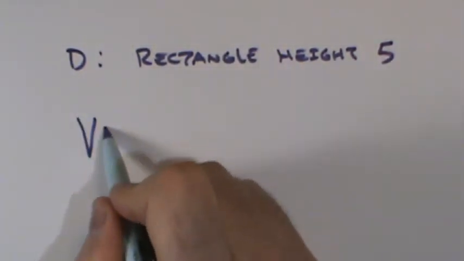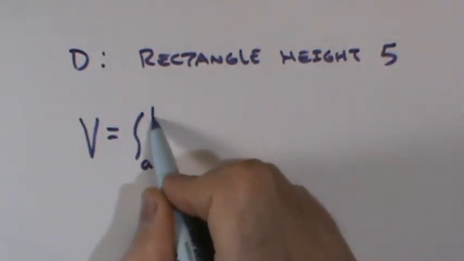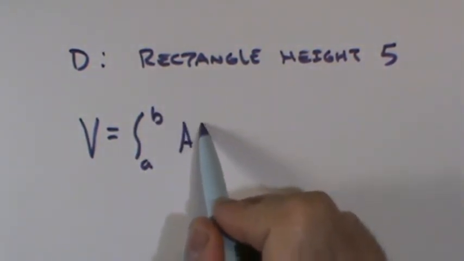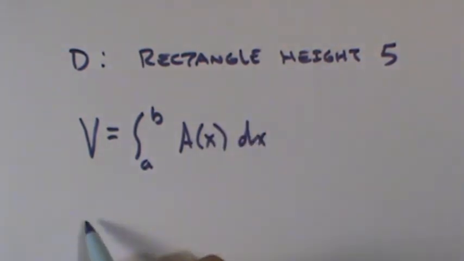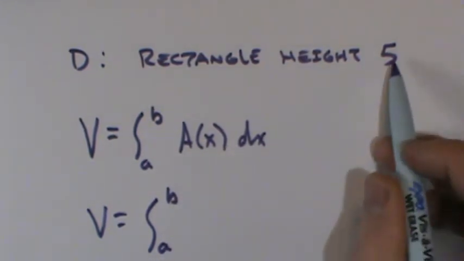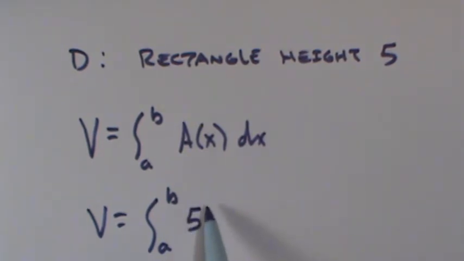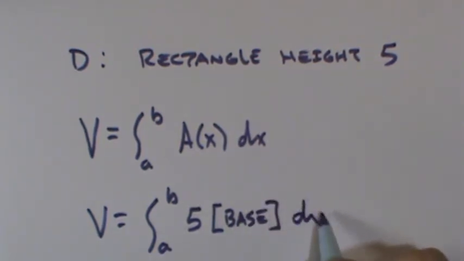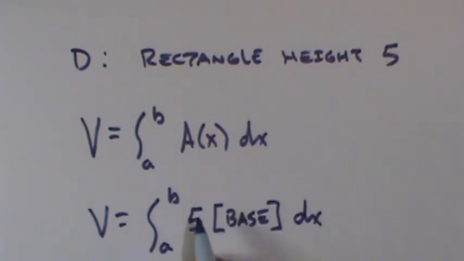You would just go, the volume equals the integral from A to B, A of x dx. So when we do this, your A of x is simply going to be your base times 5, because that's the area of a rectangle. 5 is the height. The length of that would be whatever your base was, your f of x minus g of x, dx. Height of 7, you change it to a 7. Height of 12, you change it to a 12.